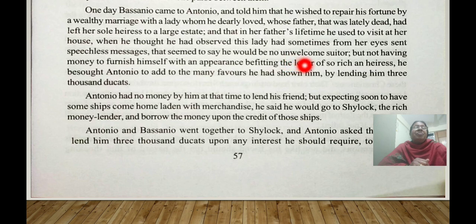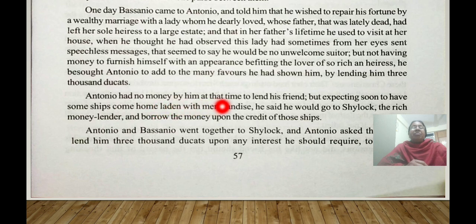So he would be a welcome suitor there, but not having money to furnish himself with an appearance befitting the lover of so rich an heiress. So he did not have that much money to dress up in a befitting manner of a lover of an heiress who is so rich. He should also dress up according to her status, and he besought Antonio. So he seeks Antonio, he asks or requests Antonio to add to the many favors he had shown him, to show him once again some favor by lending him 3,000 ducats. So he asked him to lend 3,000 ducats.